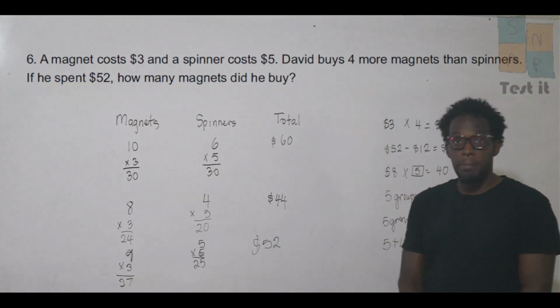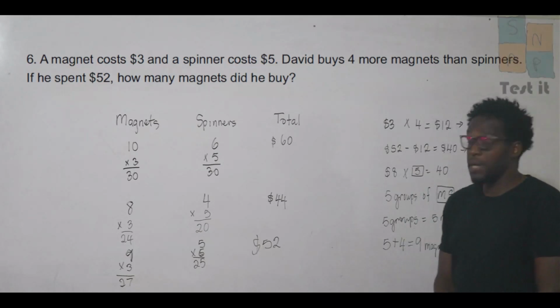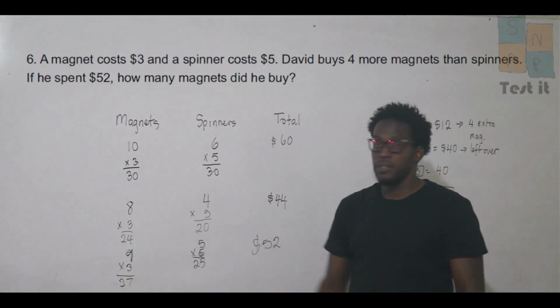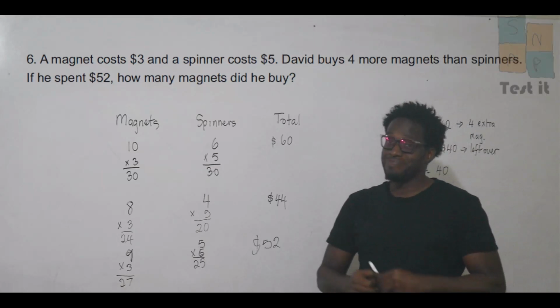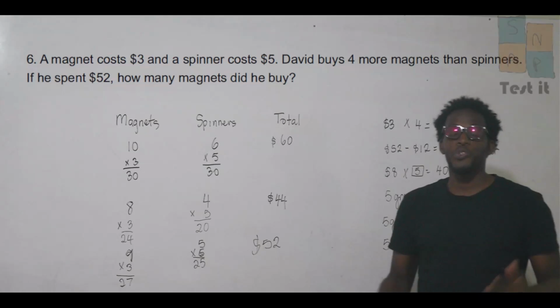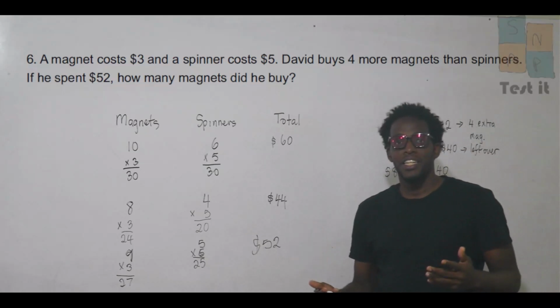So how many magnets did David buy? He bought 9 magnets. And that's another way of looking at the question. So think about it. Which way would you try if you had to solve this question?